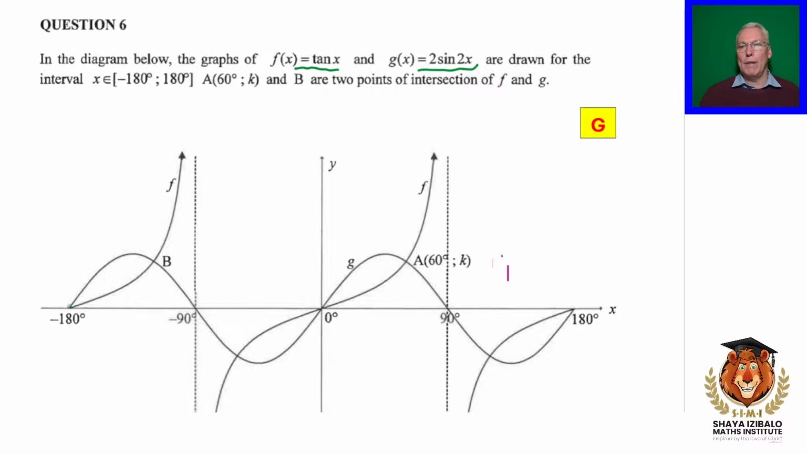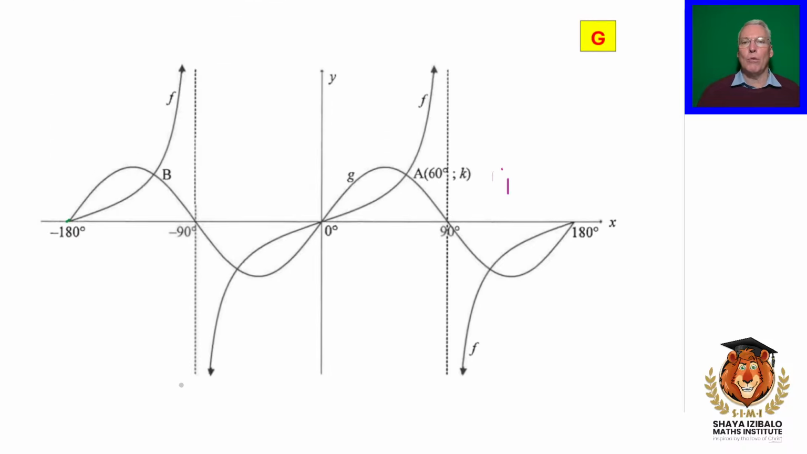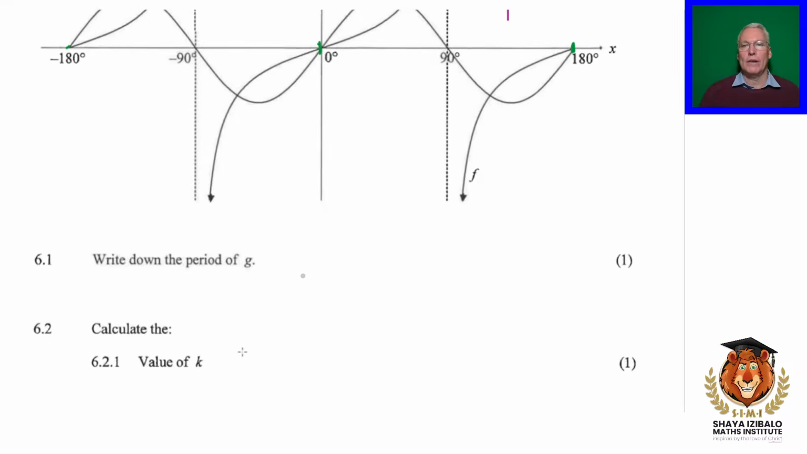We're drawing this from -180 to 180. So the first question says, what's the period of g? The period of g is, in fact, we can see it quite clearly here. It's 180 degrees. That's how long it takes to do a full wave. And it's halved because we're drawing sine 2x. So 180 degrees.